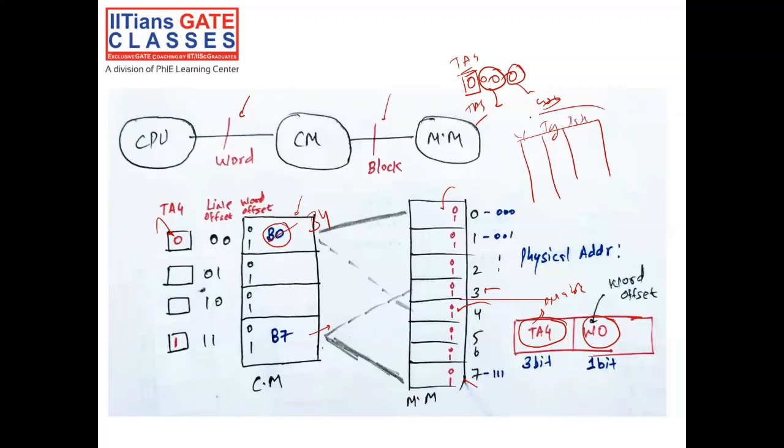So this one is a cache memory, and that is a cache index. Actually, this is a cache index. So from the cache index, we actually enable the data line.